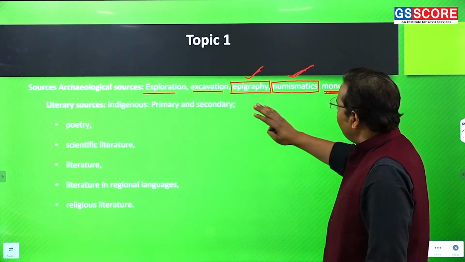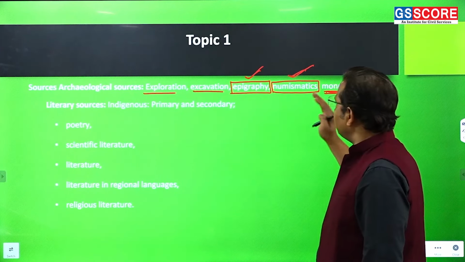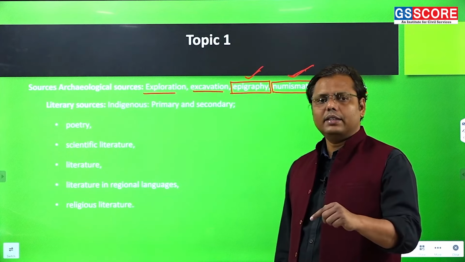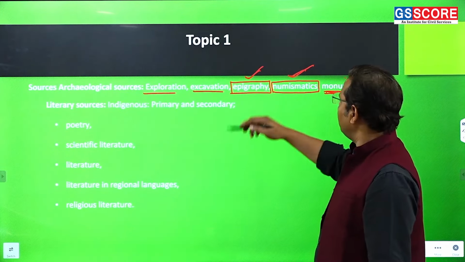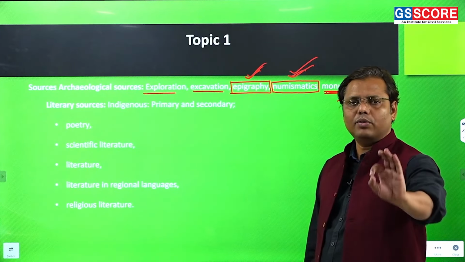So what is to be understood here? If these terms have been written here, it is highly probable that they'll ask the question from this part. But as I told you, you should not focus only on these terms. For you, archaeological sources, epigraphy and numismatics are the two archaeological sources, and that's why you focus on them.